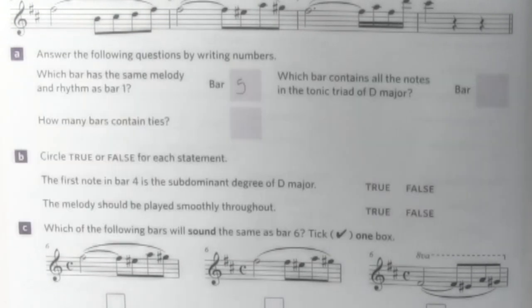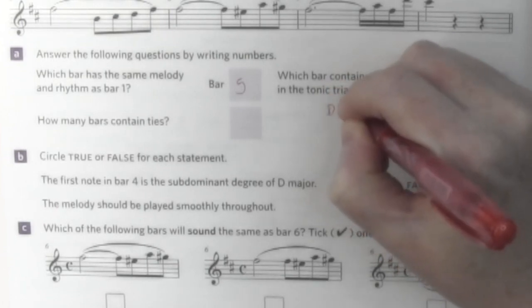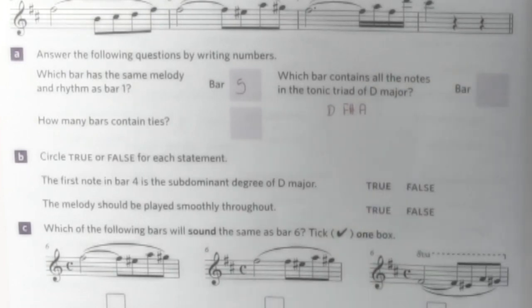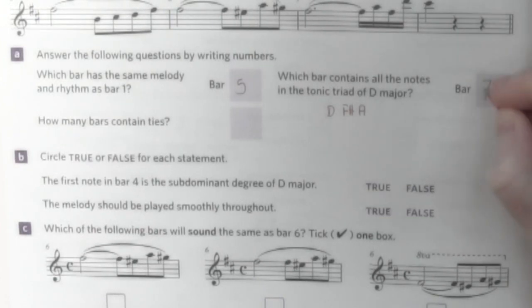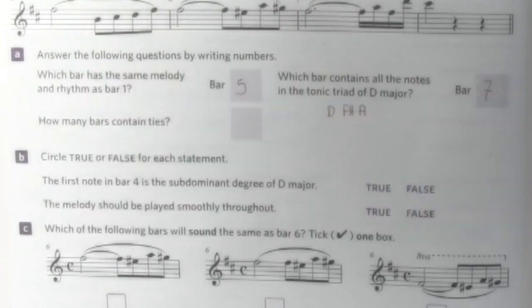Which bar contains all the notes in the triad chord of D major? So the notes of D major are Re, Fa sharp and La. And the answer is in bar 7. We can see that we have Fa sharp, La, Re and Fa sharp again. So we have all of them, and nothing else.